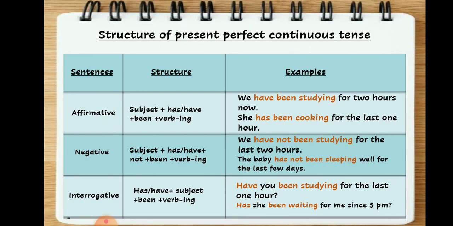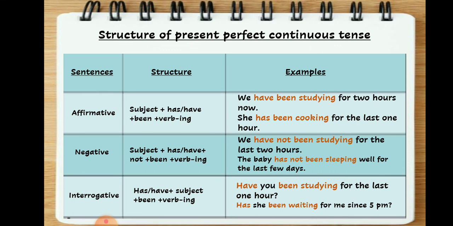Here is a table again which shows the structure of affirmative, negative and interrogative sentences written in present perfect continuous tense. For affirmative sentence, we place subject at first followed by has or have followed by been, then the ing form of verb. We have been studying for 2 hours now. She has been cooking for the last 1 hour.